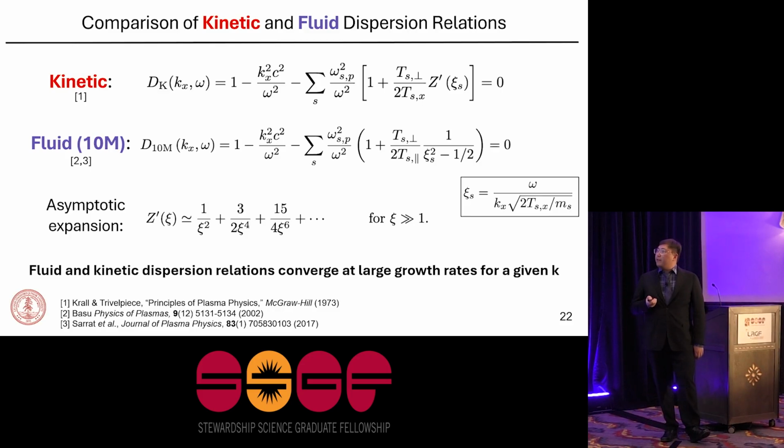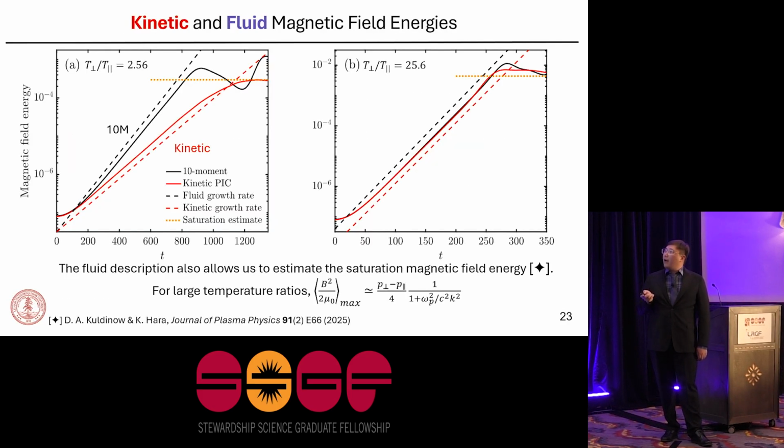This is a comparison of the dispersion relations, and they're pretty similar between the kinetic and the fluid models. And this is a plot of the growth rate of the magnetic field. And you can see that even in the regimes where the 10-moment model has a bigger discrepancy in capturing the exact growth rate, they still come to about the same saturation magnetic field strength.